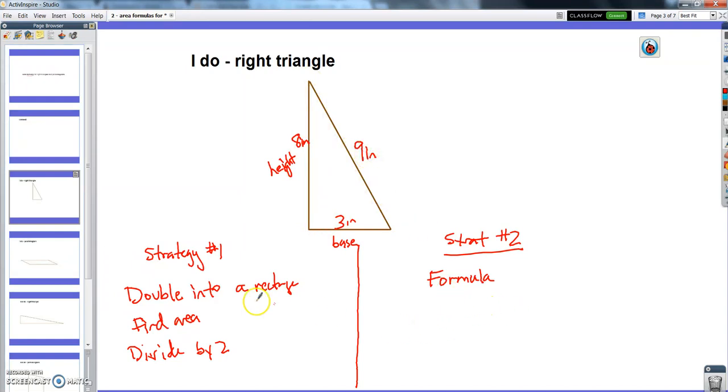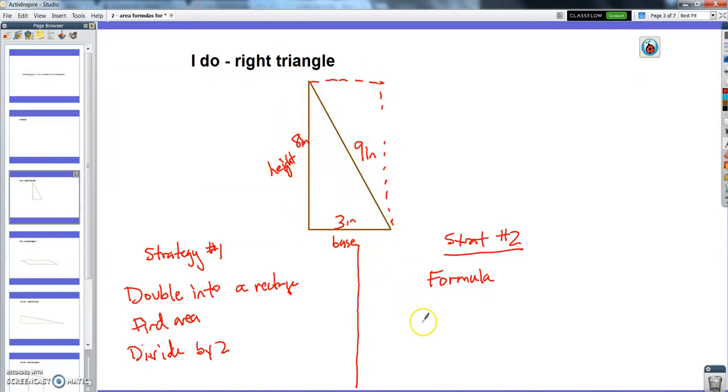All right, so what happens when we go over here, here's my base, here's my height. When we double it into a rectangle, then the area of the rectangle is the base, which is the same base as the triangle, times the height, which is the same height as the triangle. The rectangle and this right triangle, they both have a base of 3. They both have a base of 8.